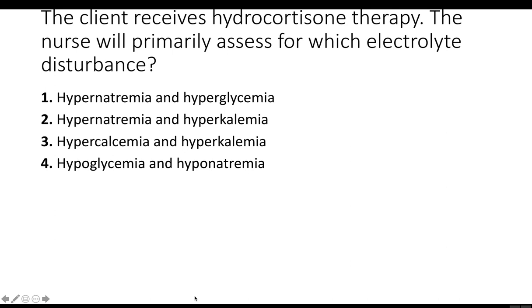Hypernatremia would be seen, but hypokalemia would be seen, not hyperkalemia. Hypercalcemia and hypokalemia would be seen in this therapy. Hypoglycemia and hyponatremia would not be seen with hydrocortisone therapy. So the answer is 1, hypernatremia and hyperglycemia.